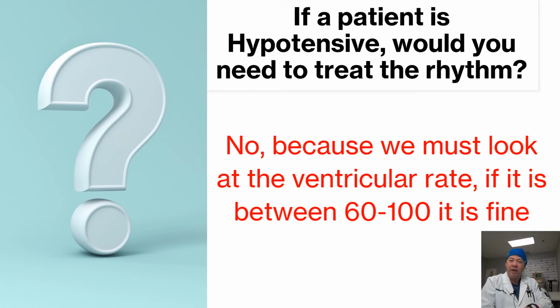If the heart rate is between 60 to 100, that's fine. Not necessarily you have to overreact to a hypotensive blood pressure.